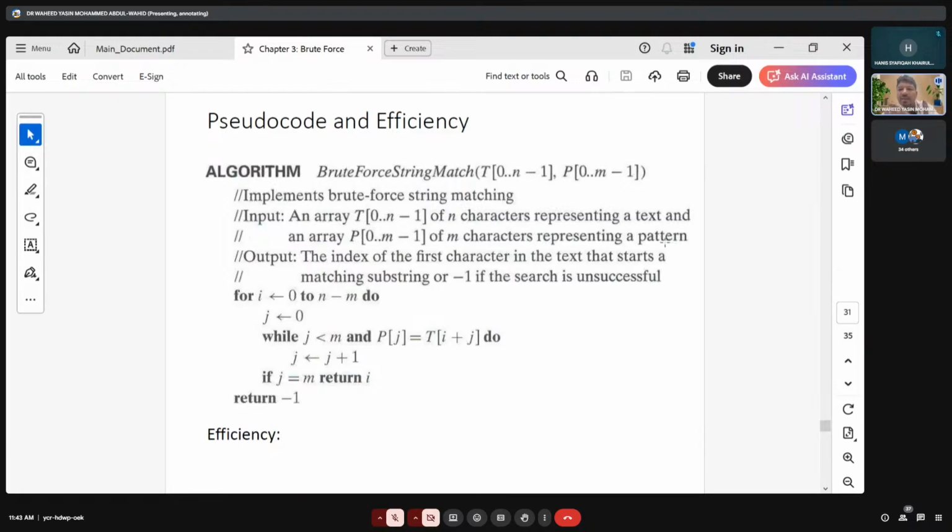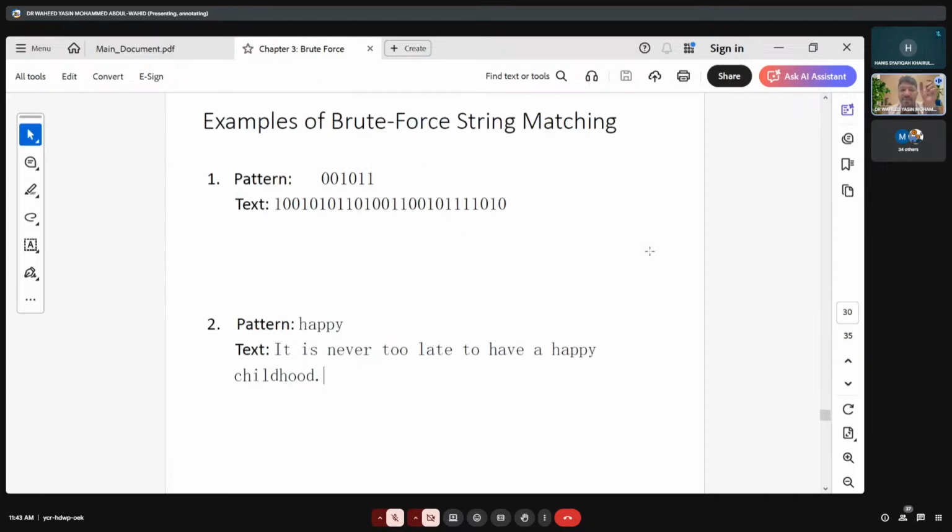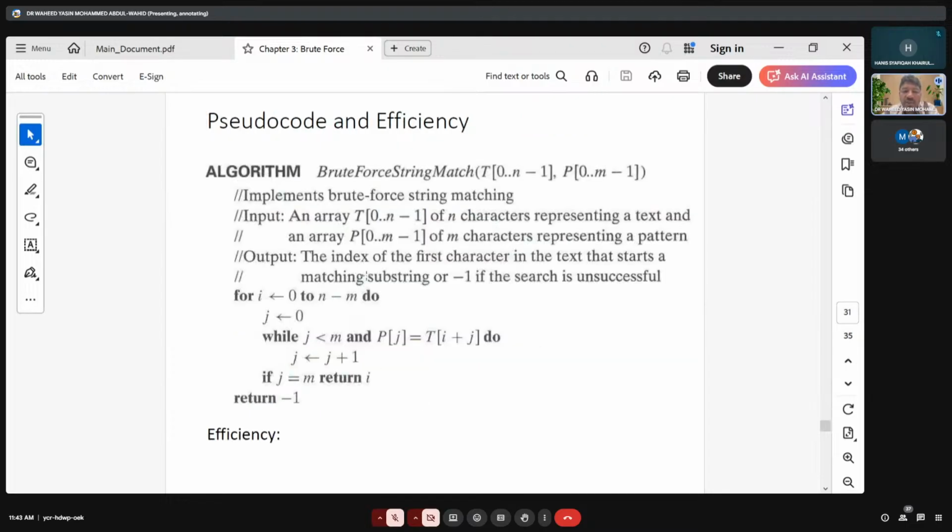So I need a pattern and we have a text. I want to see whether this pattern is included in the text. For example, is "happy" in this text or not? Is this binary code in this text or not? Here we have the output: the index of the first character in the text that starts a matching substring, or -1 if the search is unsuccessful. So I'm searching for a string to see if it is in the text.